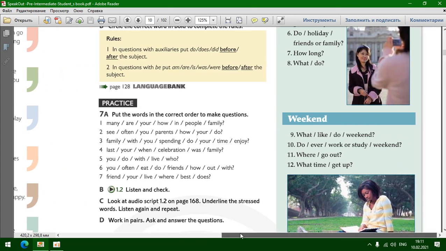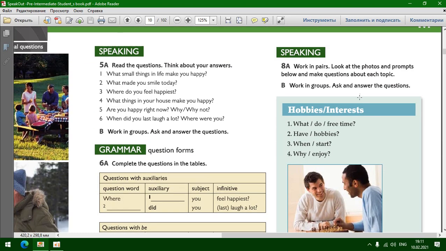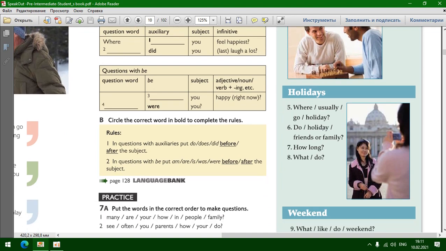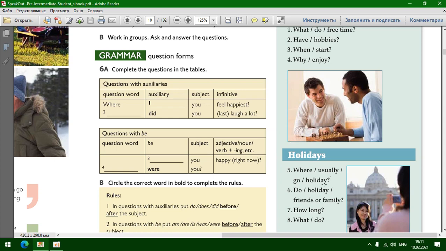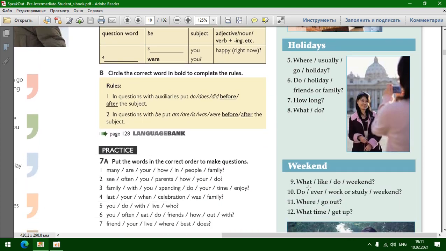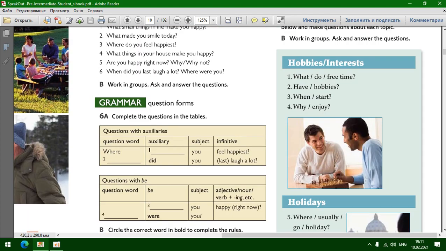Okay, now we have speaking material. We have photos and we have questions here about hobbies, interests, holidays, and weekend. You can answer these questions on your own with your own opinions. I can do the first one as an example. For example, what do you do in your free time? About holidays, where do you usually go for holiday? And on your weekend, what do you like to do on your weekend, for example? And you can answer all these questions with your own opinions.